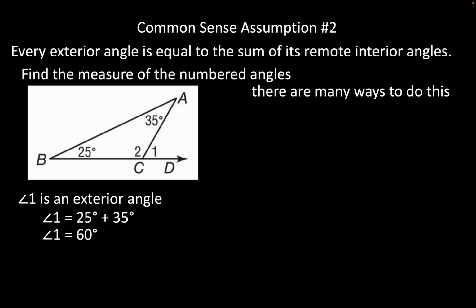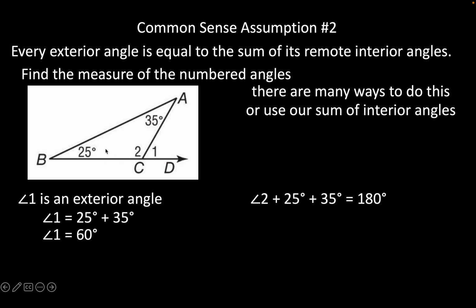But even if you don't know that angle 1 is exterior, you could start by saying, hey, angle 2 is inside of our triangle. So that means angle 2 plus 25 plus 35 equals 180, which is what we started off our day with, which means that angle 2 is 120. So you could have gone this way to start. You could have gone this way to start.